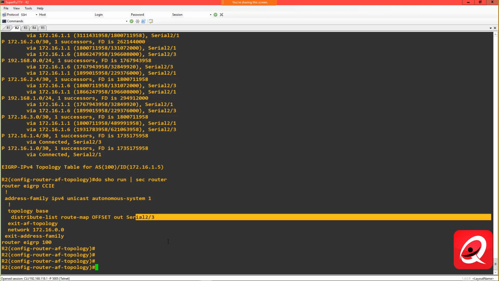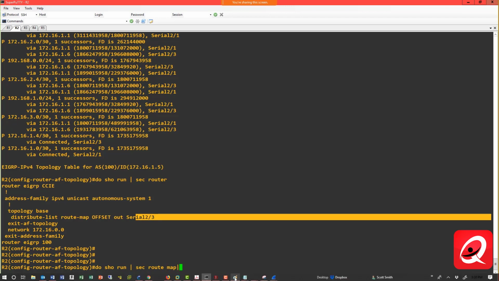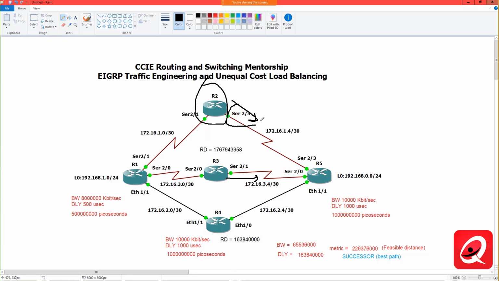So if I do a show run. Wait a minute. Yes, sir. For 220, which router is that? 220. That should be what's going out of this interface here. Okay. It looked like you were looking at router 5 and then that's serial 2/3. Okay, that's what you do.